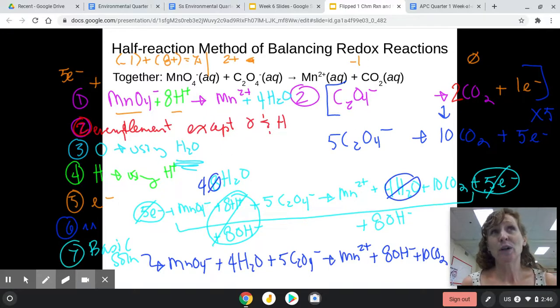Is it worth missing one point in the multiple choice? Maybe it's worth missing that one point, but I do want us to walk through it a couple times and see if you can find that rhythm.